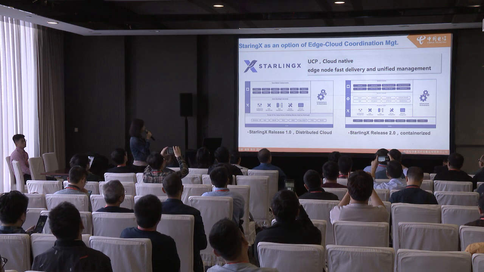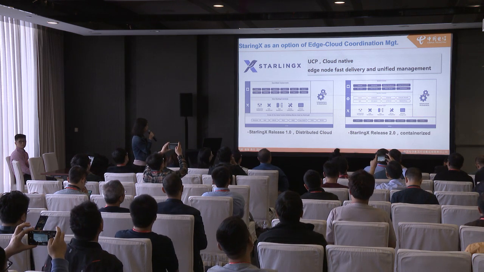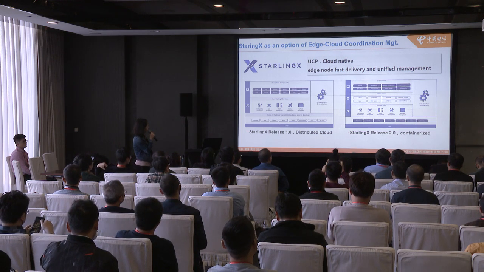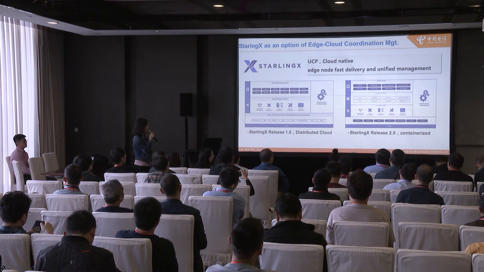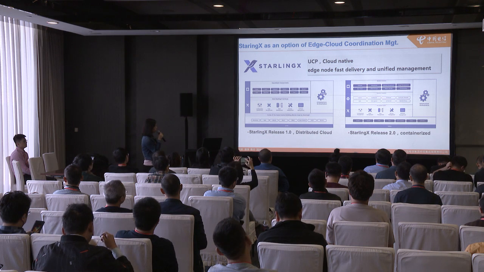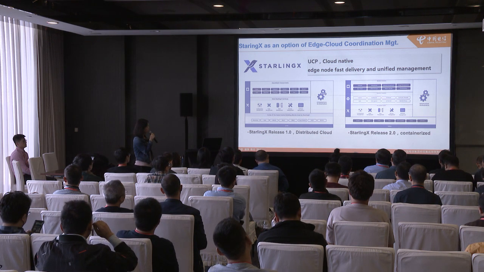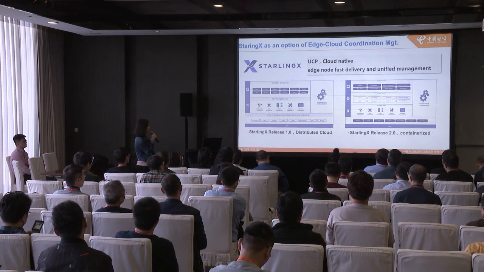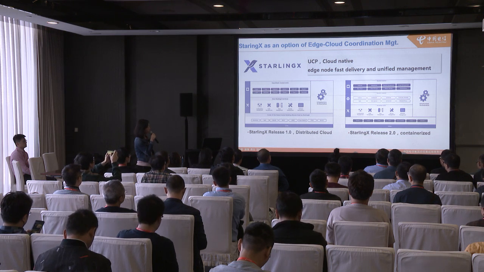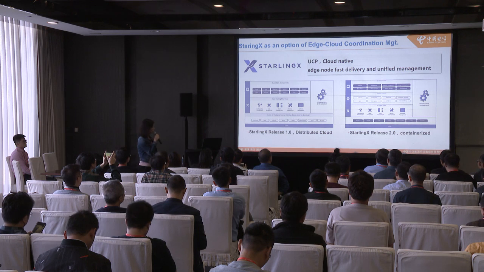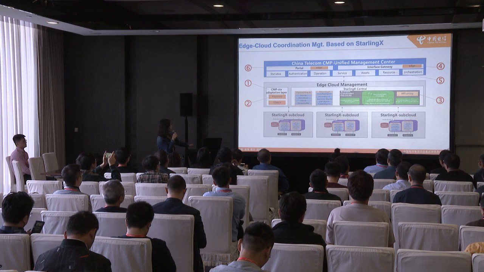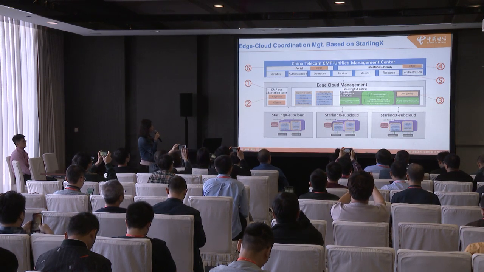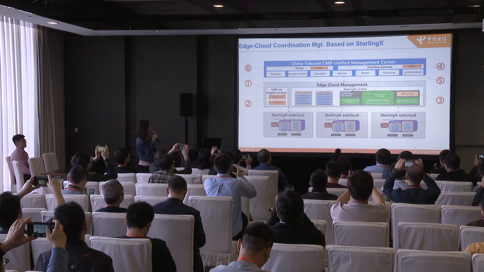Everybody knows StarlingX now has two releases. The first release is for distributed cloud, containing one central cloud and several sub clouds. And StarlingX release two is containerized. And now, because release two is not good yet, our work is now focused on release one. And this is the architecture of our management system, the edge cloud coordination management system based on StarlingX.